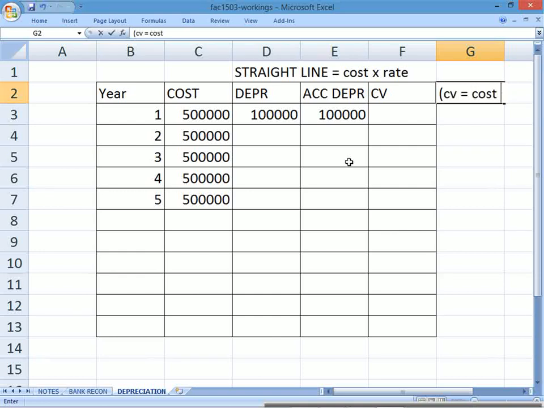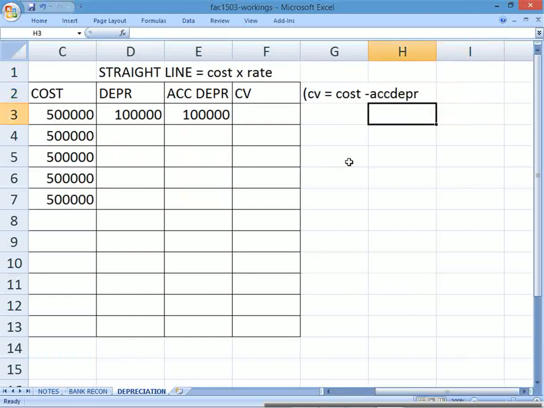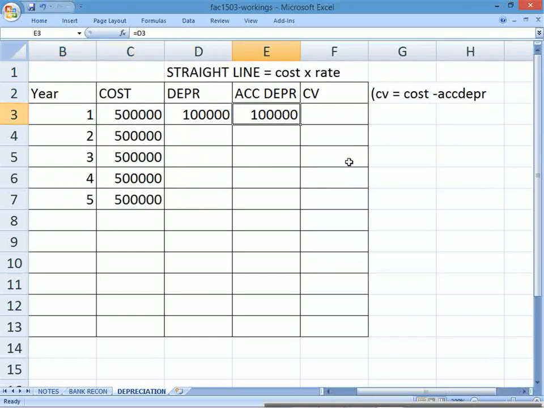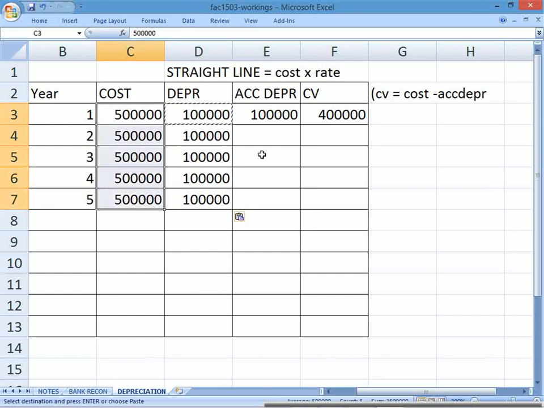Cost minus accumulated depreciation. Good. So if you're going to be taking the cost, which is 500,000, and I'm going to minus it by the accumulated depreciation, it gives me the carrying value. What will the depreciation be for the next year? Same thing. That doesn't change. Every year, using straight line, depreciation will always be the same because the cost doesn't change.